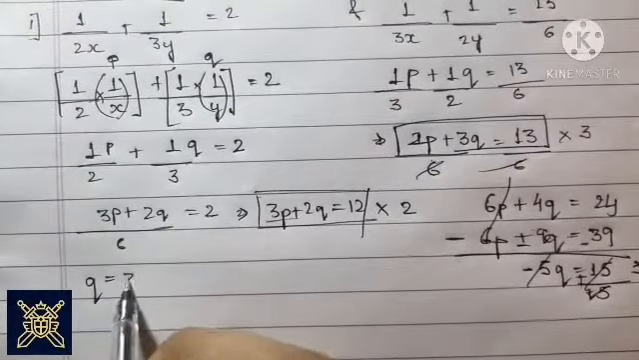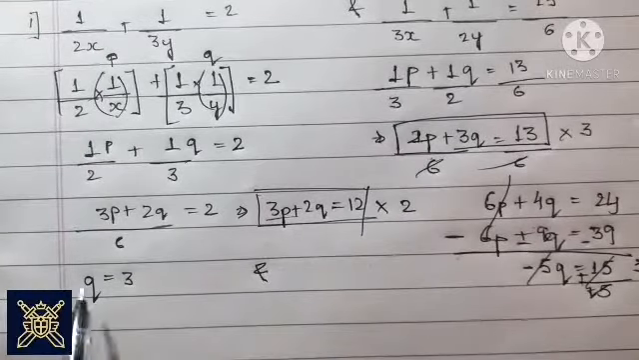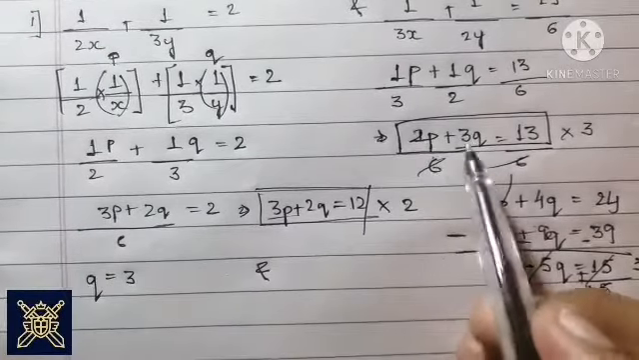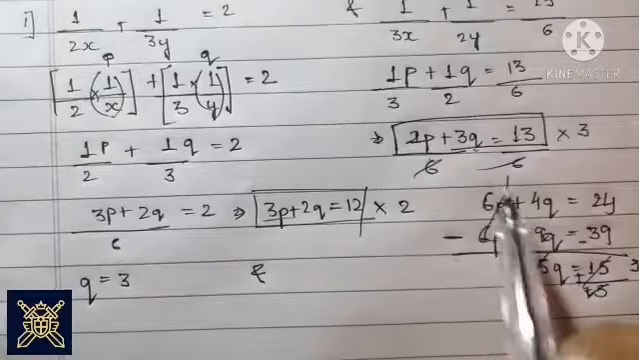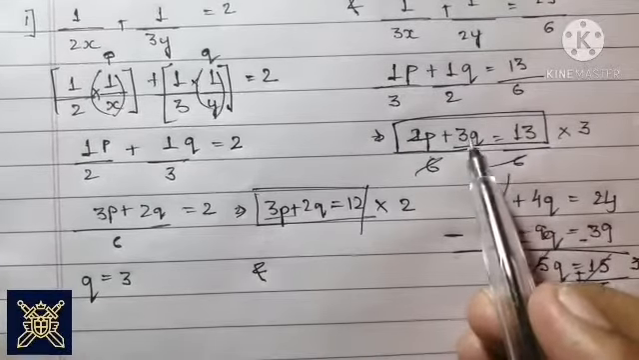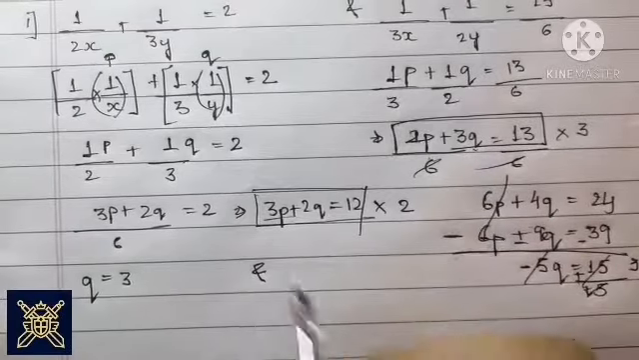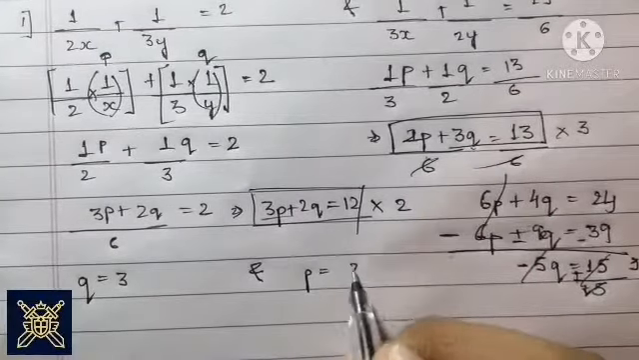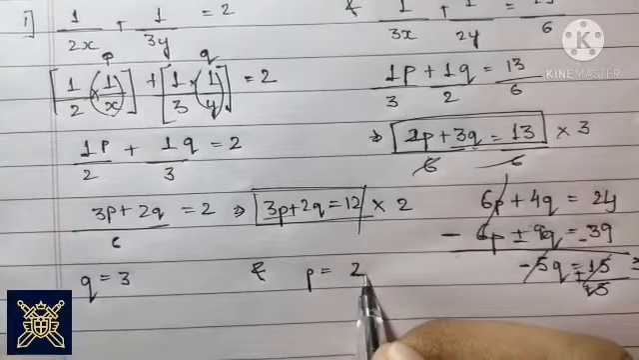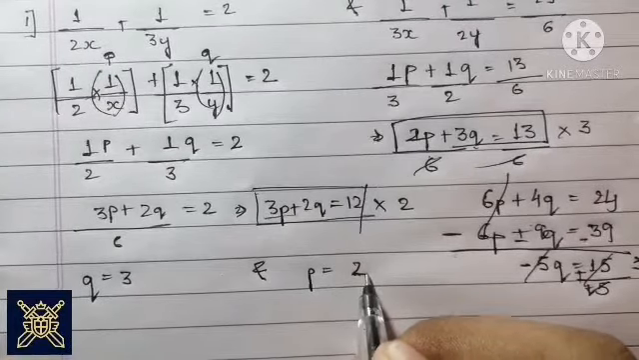Q is equal to 3, and using q is equal to 3 in any of the equations, let's say here, q is 3, so 3 3s are 9, 13 minus 9, that is 4 upon 2 is p, so p is 2. So we have got that p is equal to 2 and q is equal to 3.